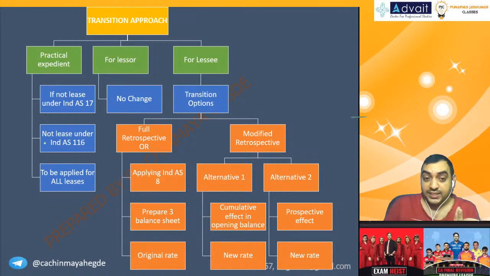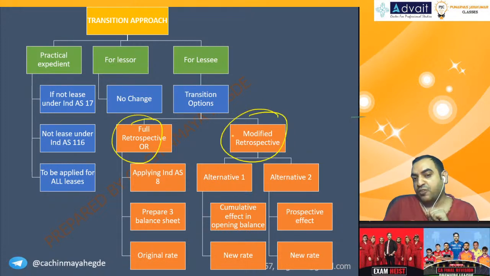If there are no existing leases, you need to do no retrospective calculations. For old leases, you can ignore it. Then for lessor and lessee: for lessor, no change, it continues. For lessee, you have two approaches: full retrospective approach or modified retrospective approach.